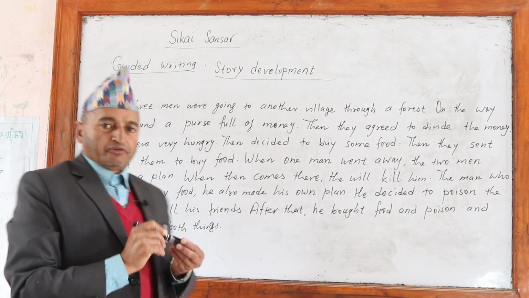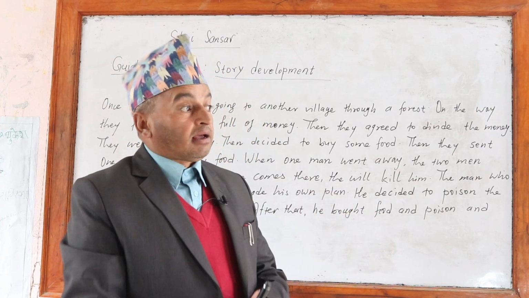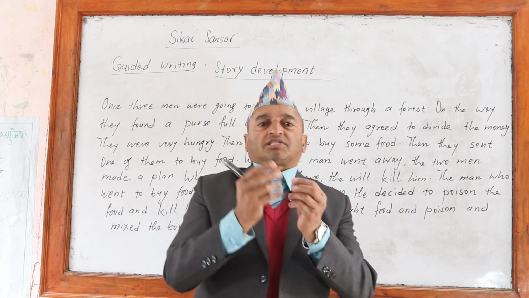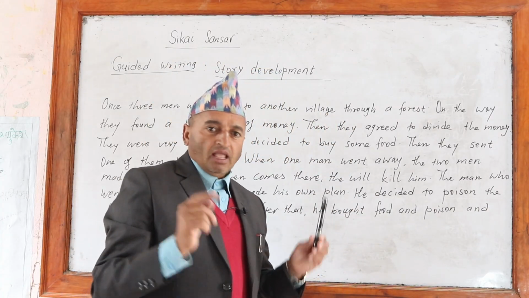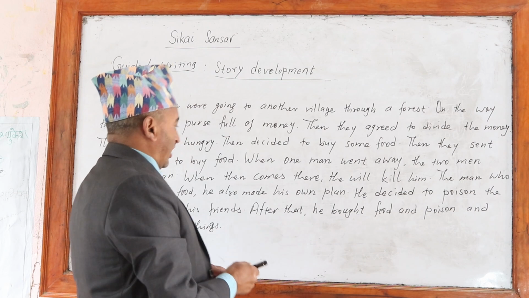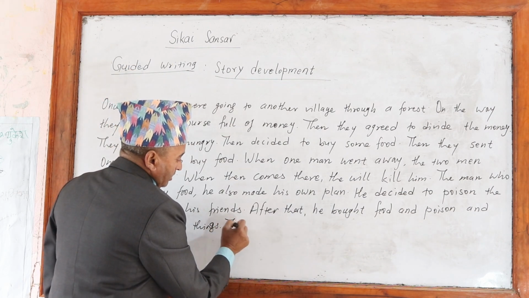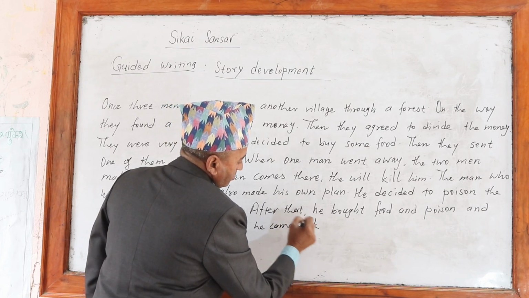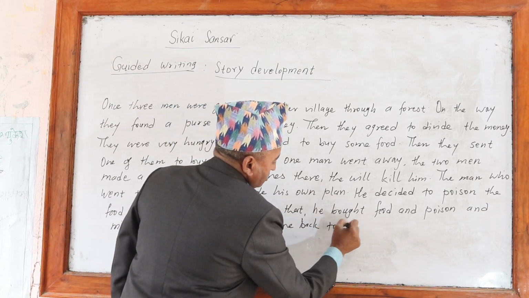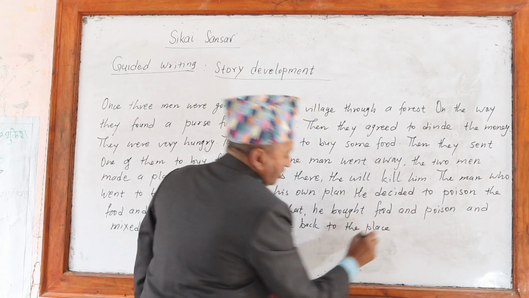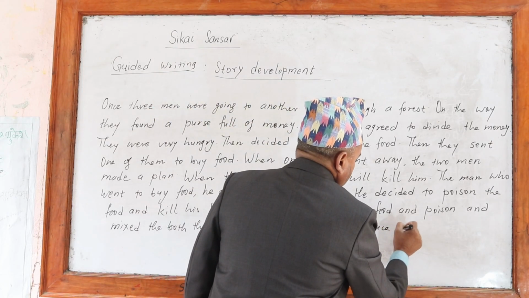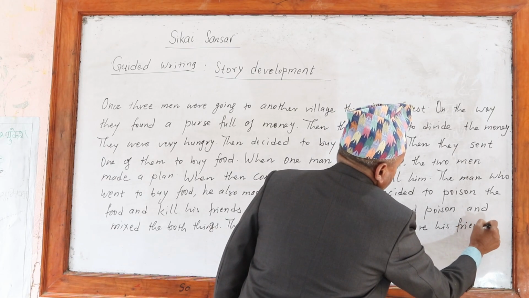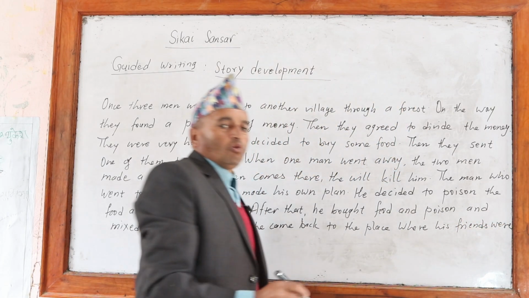Okay, when he bought food, and then he also bought the poison there, on the way he returned from the shop and then mixed the food and poison. He came back to the place where his friends were waiting for him.